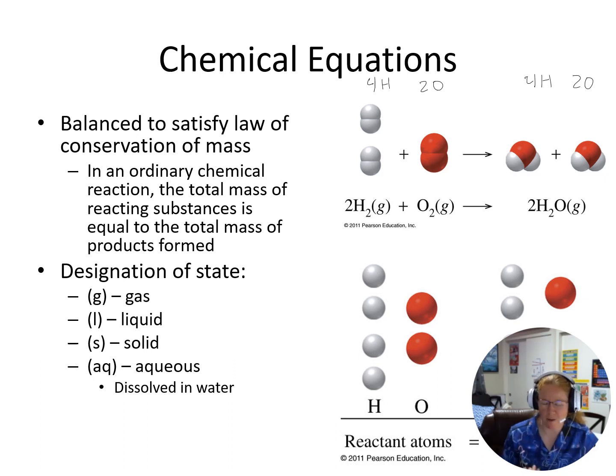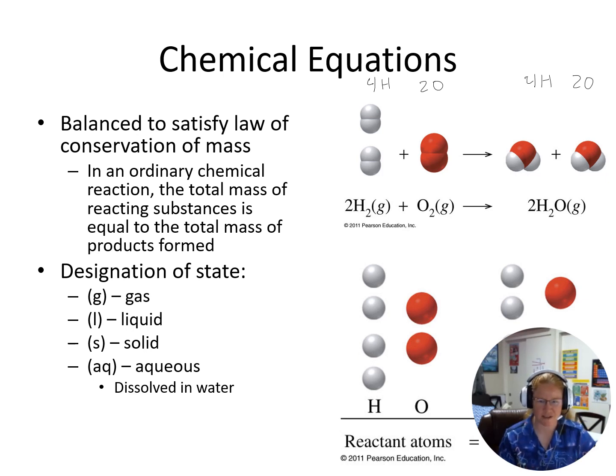So on my reactant side, I had 4 hydrogen atoms in some arrangement and 2 oxygen atoms. On my product side, I have 4 hydrogen atoms in some arrangement and 2 oxygen atoms. So this is balanced. Okay, now keep in mind that we do have our state designations.